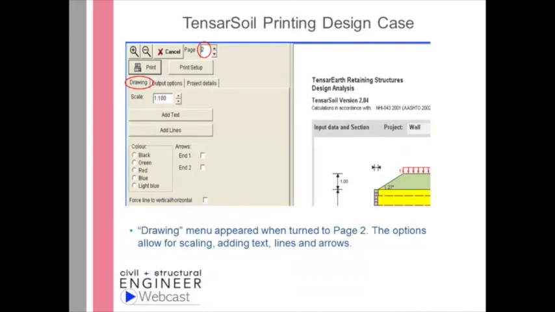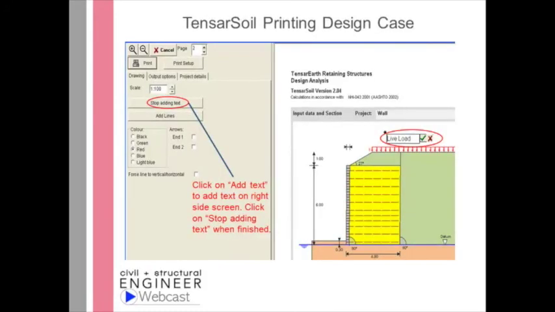Still on page 2, you will see there's a drawing menu toolbar where you can now add lines or add text to your image where it prints. You can click on Add Text to begin adding text anywhere in the printout. And when you're done, click Stop Adding Text.